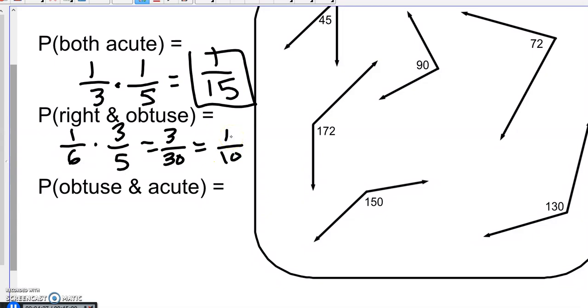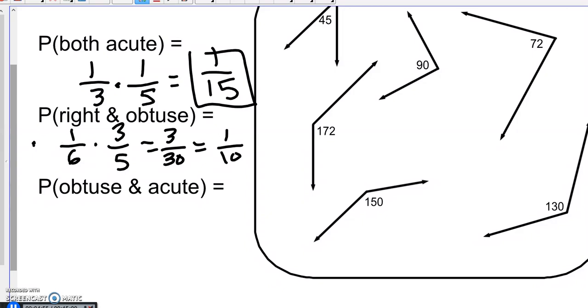But wait, that's just the probability that you pick a right and then an obtuse angle. If it's asking for the probability of picking a right and obtuse angle, we could also pick those angles in the opposite order. This is the probability of right followed by obtuse. We need the probability of obtuse followed by right too, because if we're just asking for one of each, we could pick them in either order.